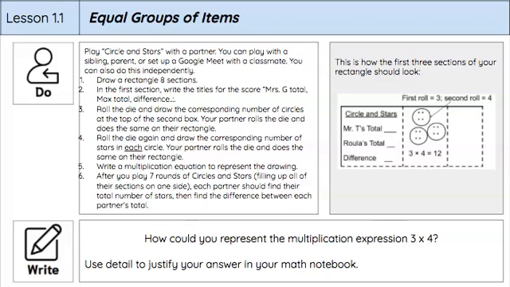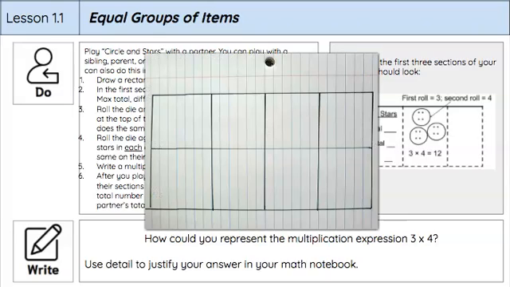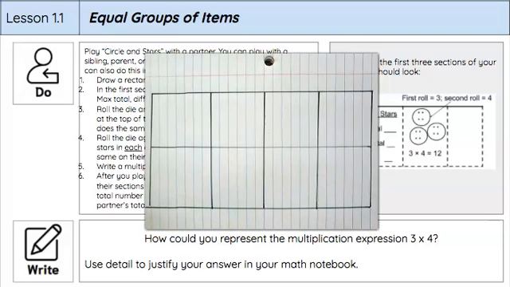Today, you're going to play a game called Circle and Stars to practice putting equal groups of items together. Let me model for you how to play. Your first step is to create a rectangle with 8 equal sections in your math notebook. This will be like your game board.